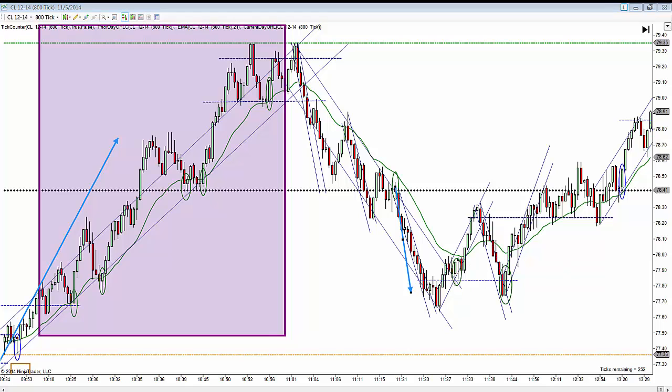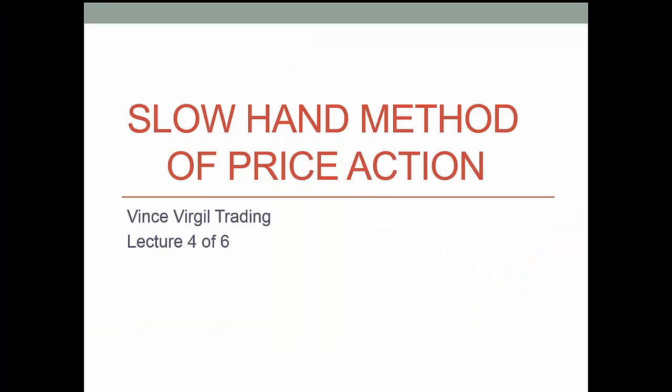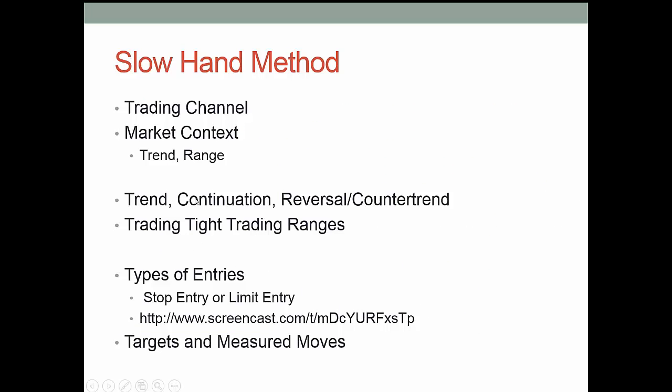So that's what I've talked about. What did I look for? We had a brief explanation of trends. We talked about this last time, but the types of entry, stop entry or limit entry, you can see this on the screencast here. And we've talked about brief targets and measured moves.